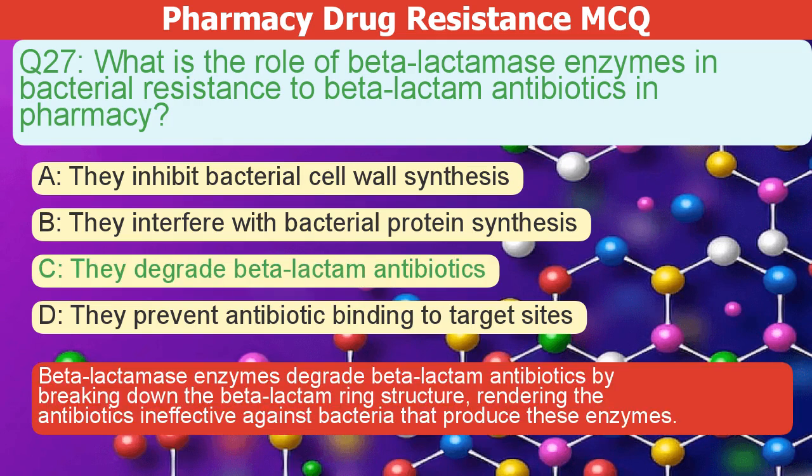The correct answer is C. Beta-lactamase enzymes degrade beta-lactam antibiotics. They do this by breaking down the beta-lactam ring structure. This renders the antibiotics ineffective against bacteria that produce these enzymes.